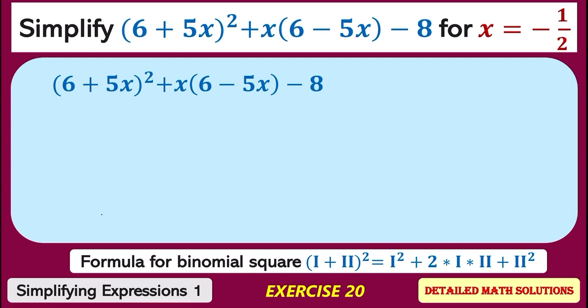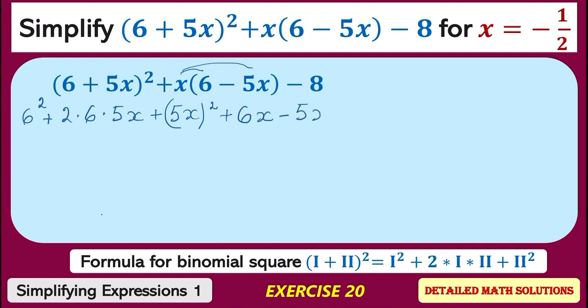I'm going to apply the formula for the first binomial square, (6 plus 5x) squared. When I do that, I get 6 squared plus 2 times 6 times 5x plus (5x) squared. Next, I'm going to open parentheses and multiply x by 6 and then by -5x. When I do that, I get 6x minus 5x squared minus 8.